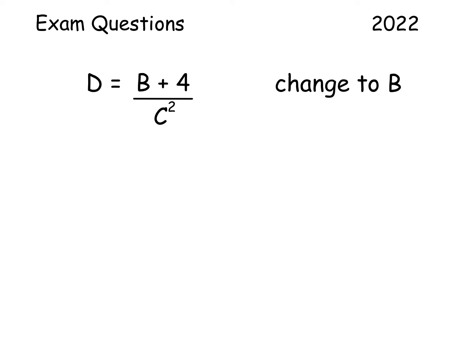And also, you're used to thinking, oh, there's a c squared, I have to square root somewhere. They're not asking you to change it to c. They're not asking you to touch that at all. It's the b we want. So I'm just going to reverse it first of all. So I've got c squared equals d.